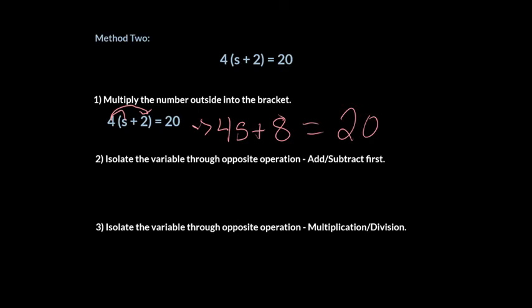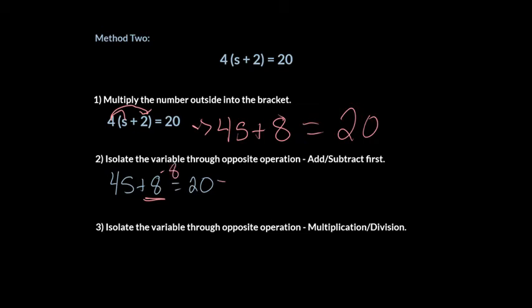So step 2 says we need to isolate the variable through opposite operation, which is adding and subtracting first. So if I rewrite our new question down, it's 4s plus 8 equals 20. So we know we need to deal with this 8 first because we have to get rid of that before we can touch the variable. Well, that 8 is being added, so all we need to do is subtract the 8.